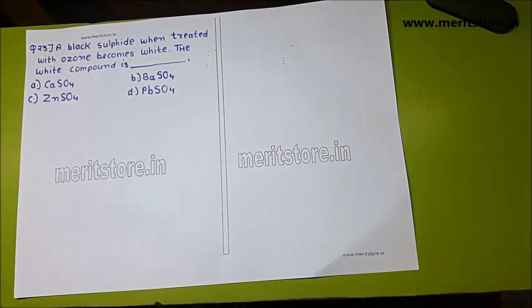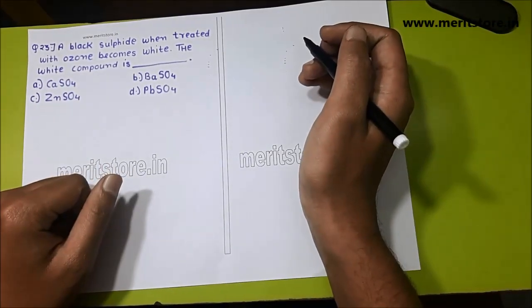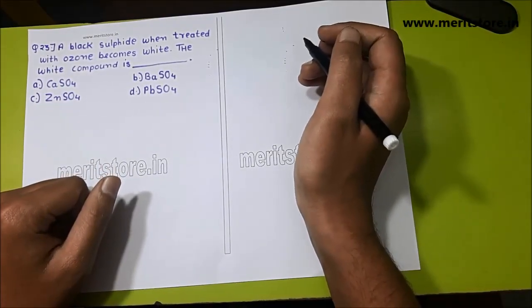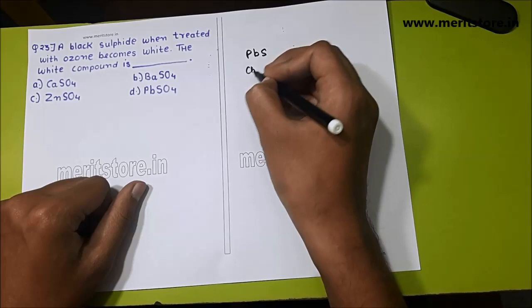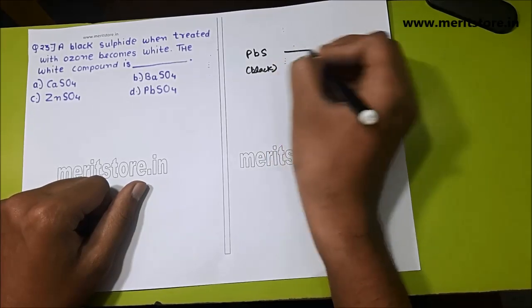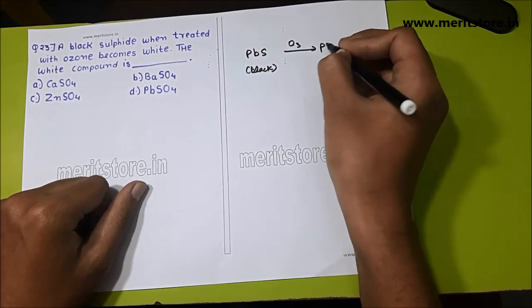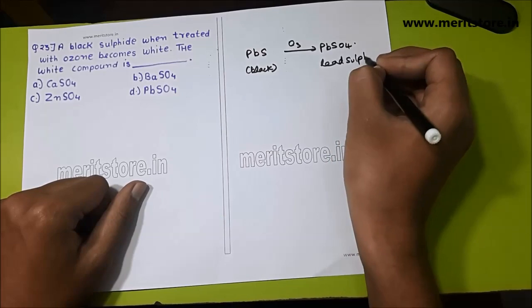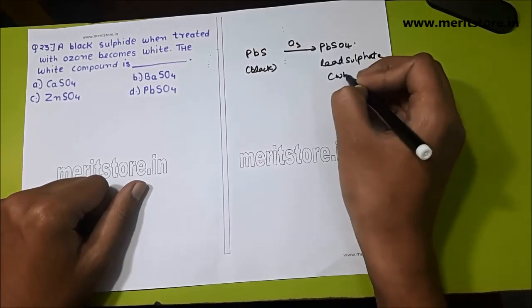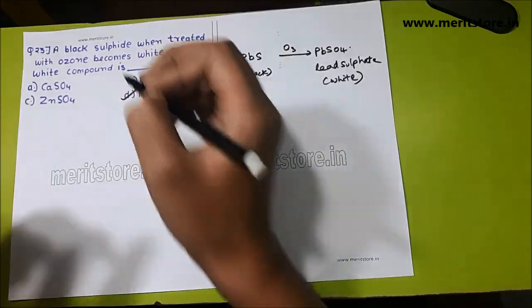Number 23. A black sulfide when treated with ozone becomes white. The white compound is: A, CaSO4; B, BaSO4; C, ZnSO4; D, PbSO4. In the given reaction, lead sulfide, which is black in color, reacts with ozone to form a white colored compound. So the given reaction would be PbS, which is lead sulfide, black in color, in presence of ozone will give PbSO4, lead sulfate, which is white in color. So option D is the correct option.